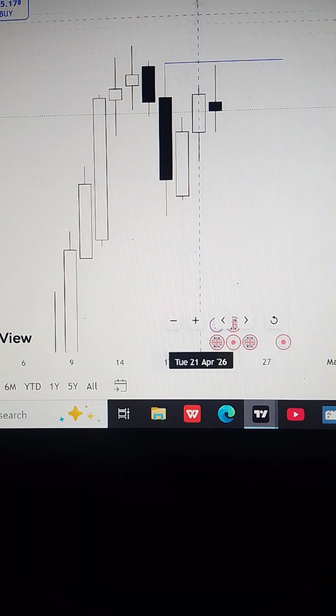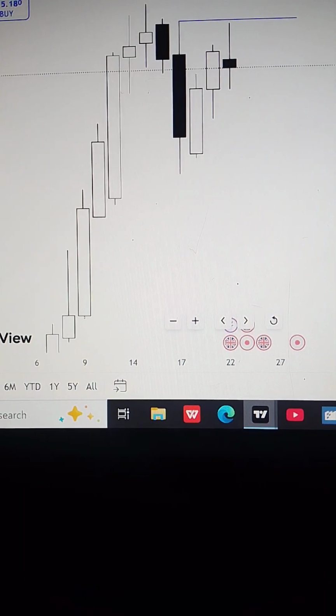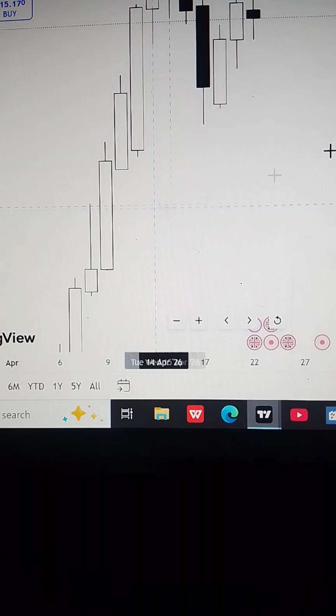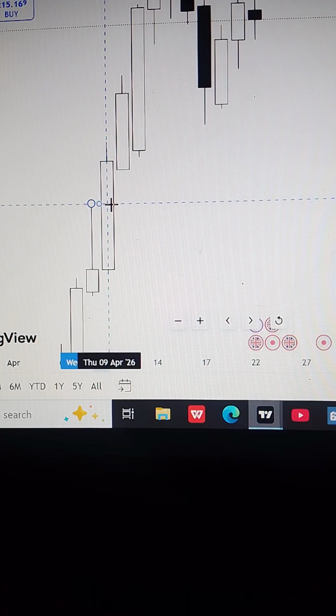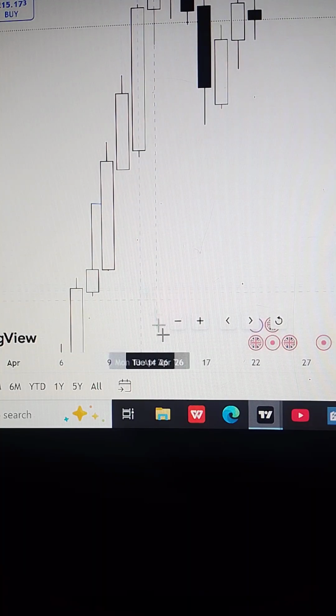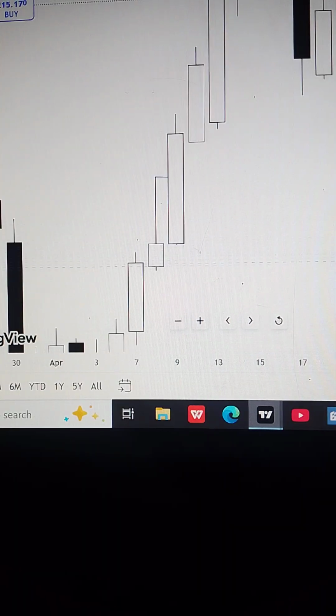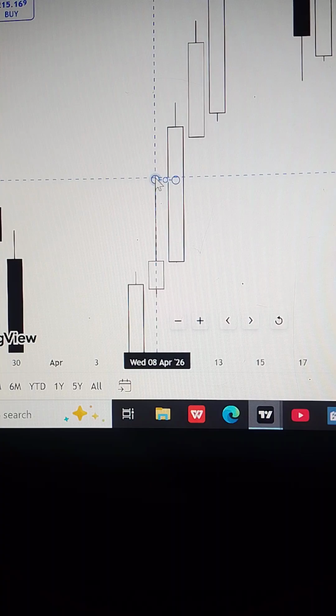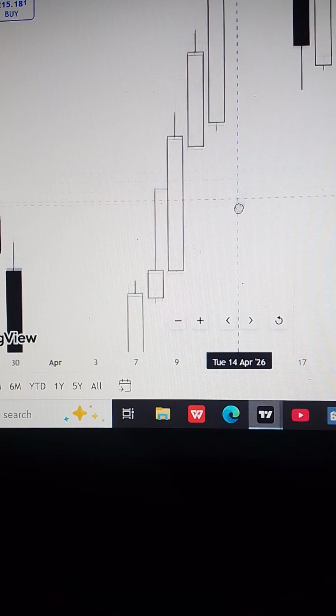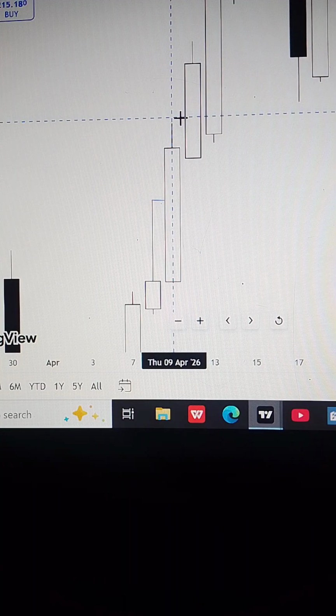So this is GBPJPY on a daily time frame. You can see this is a candlestick. This is on Wednesday. The market closed above the previous candlestick. This candlestick closed above this previous candlestick, and it means this is a continuation.